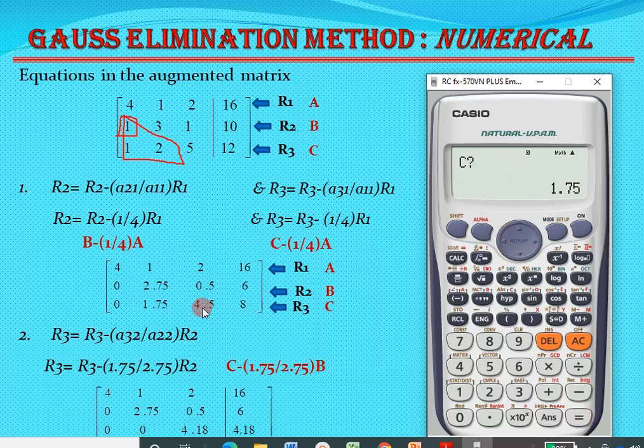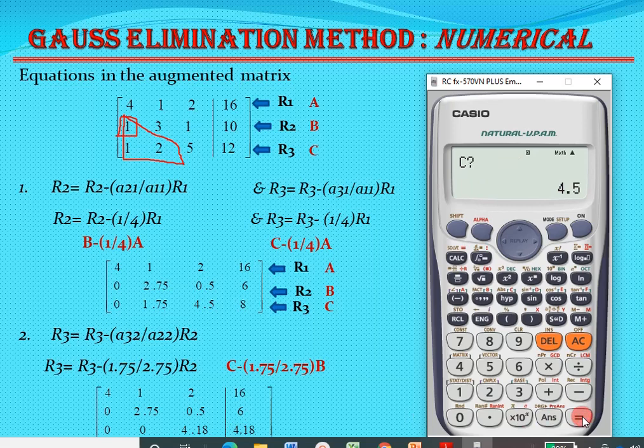The third column C value is 4.5. So press 4.5 equal to, and the B value is 0.5. So press 0.5 equal to, you will get this new C value as 4.18. So this value is written here.